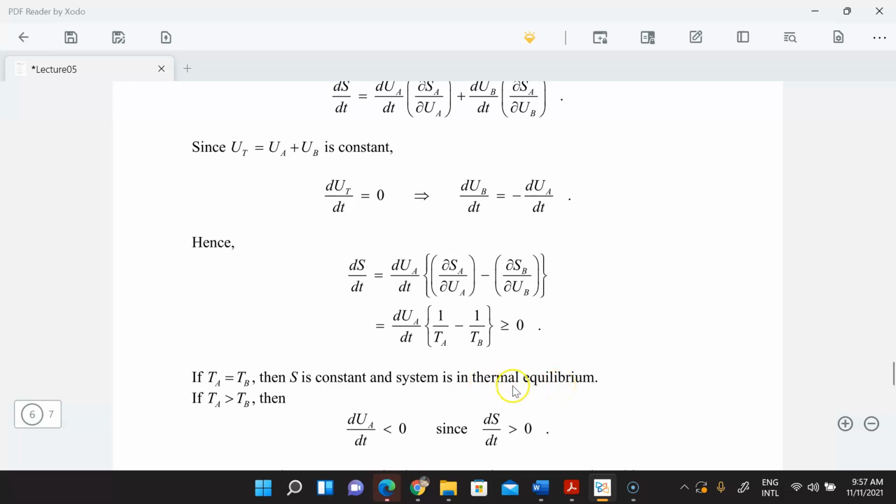But if it's not, for example, at the beginning of the process you might have the temperature of A greater than the temperature of B. What would happen in order to satisfy this greater than or equal to 0 condition? With the temperature of A greater than B, this will be smaller because T_A is bigger.